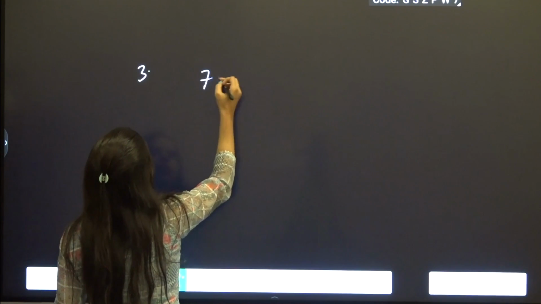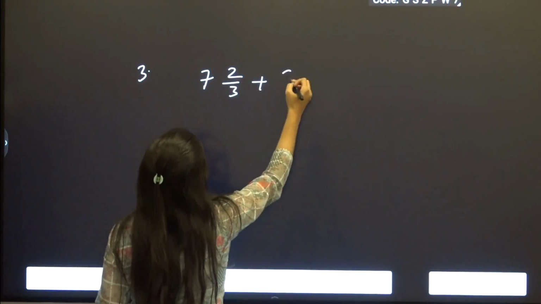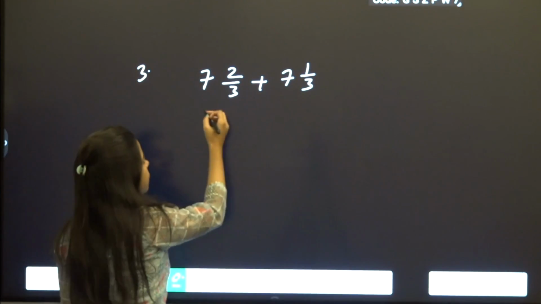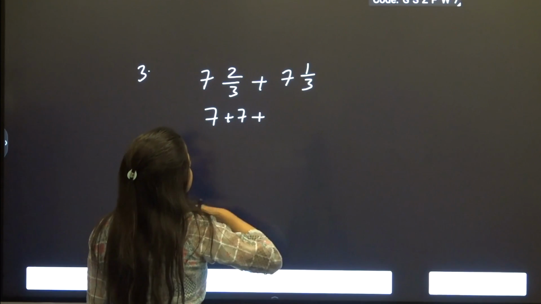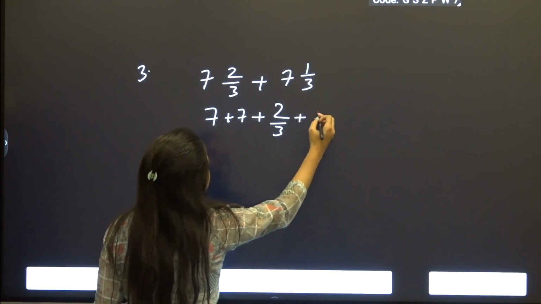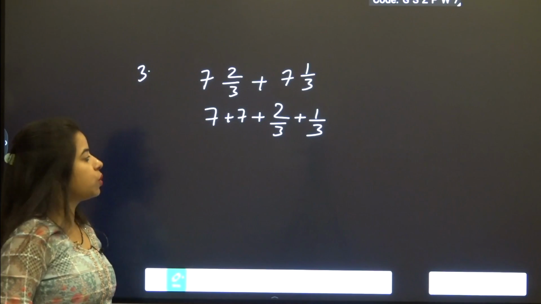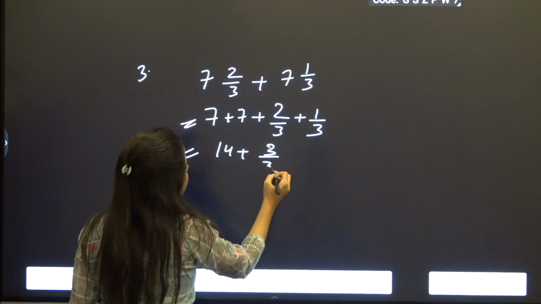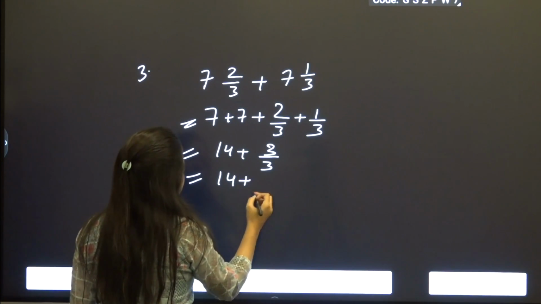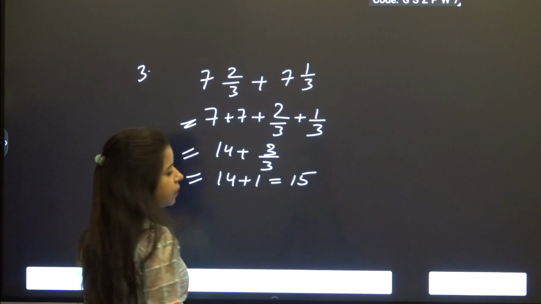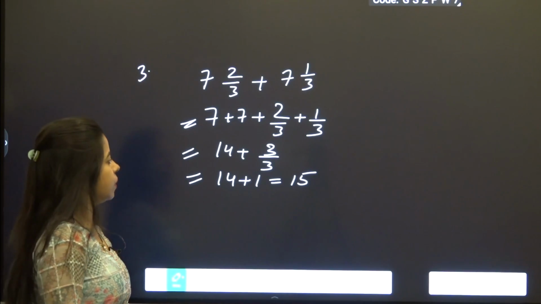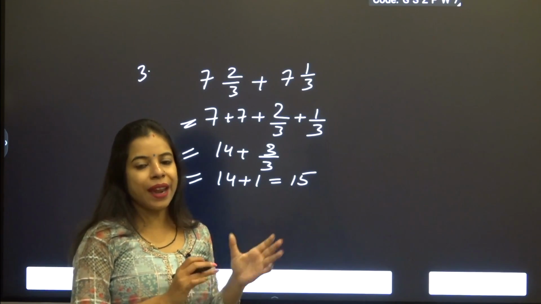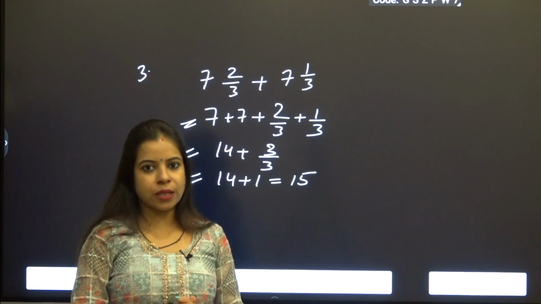Let us take one more example. Say 7 2 by 3 plus 7 1 by 3. Now here 7 plus 7 plus 2 by 3 plus 1 by 3. So this will become 14 plus 3 by 3, which is 14 plus 1, which is 15. Okay. So in this manner we can perform the addition of mixed fractions.